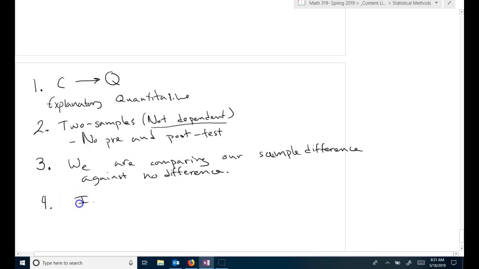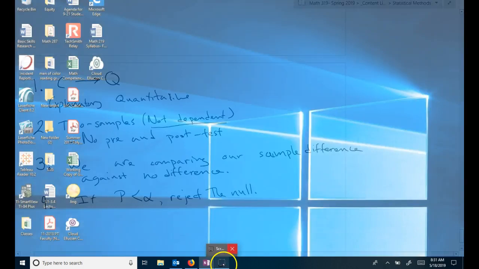Okay, and then finally, and I'm just going to always remind you of this, if p is less than alpha, reject the null. So you're going to always remember that. You just want to remember what is your null hypothesis, and that's going to help you in terms of making your determinations. All right, that concludes.